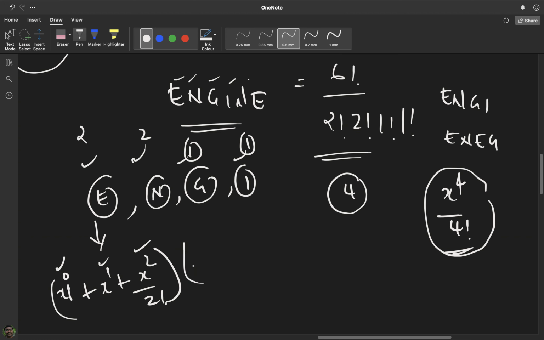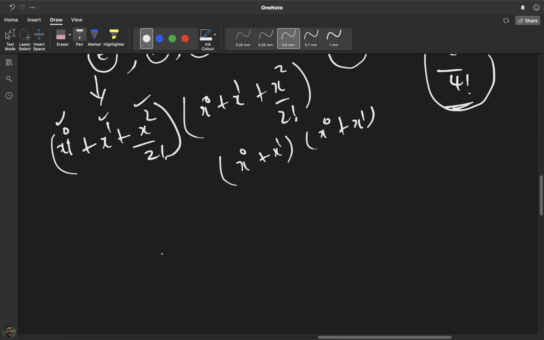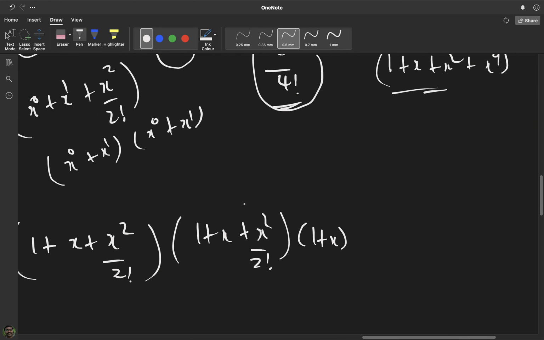Next I will be writing the factor corresponding to n. What is it? There can be 0 n, then there can be 1 n, then there can be 2 n. So x square by 2 factorial. Is that clear? Similarly, what is the factor corresponding to G? Either there can be 0 G, or you can take a maximum of 1 G. Similarly for I also, 0 I or 1 I. So the exponential generating function of this problem is 1 plus x square by 2 factorial, into 1 plus x square by 2 factorial, into 1 plus x, into 1 plus x.